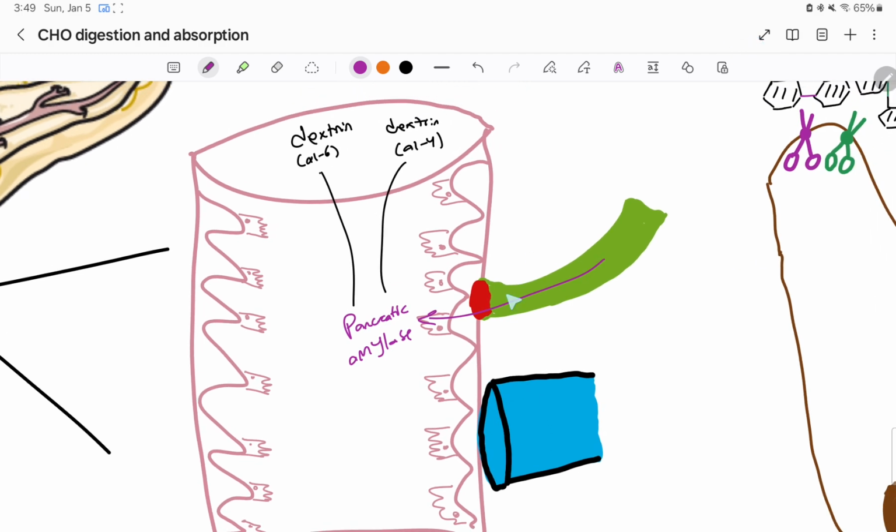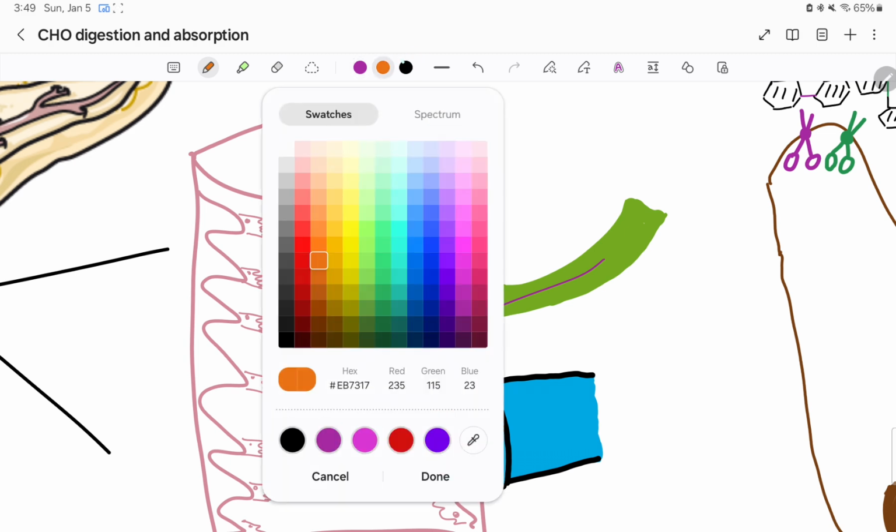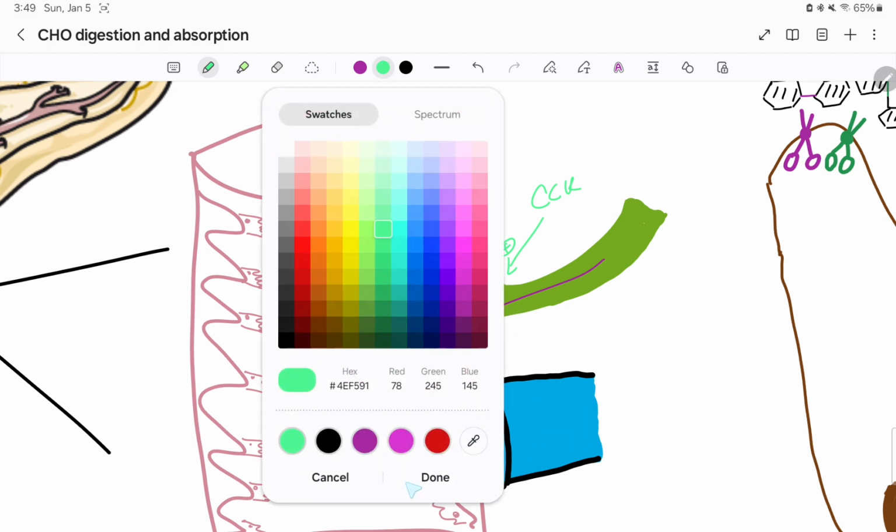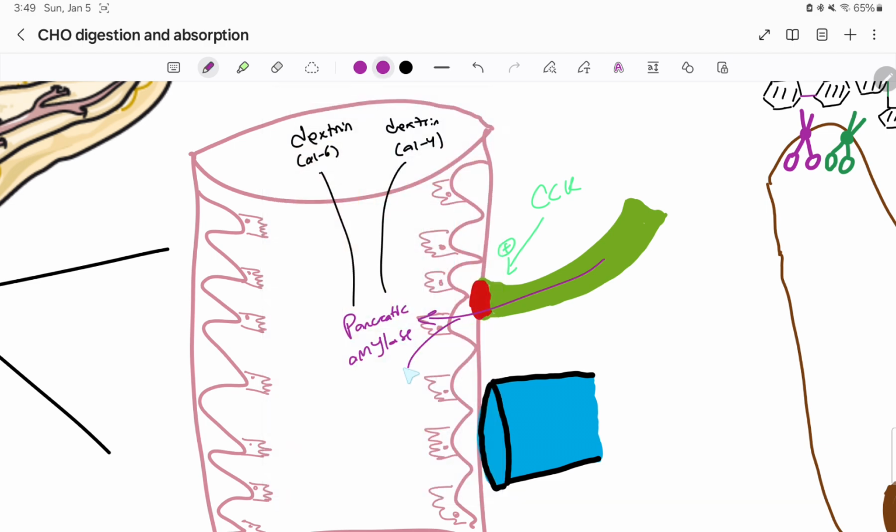And if you guys remember, there was a specific sphincter here. We called it the sphincter of Oddi, or the hepatopancreatic sphincter, and a specific hormone that we talked about called cholecystokinin was coming here and stimulating the relaxation of that sphincter, opening it up and allowing pancreatic amylase to come in alongside other stuff like bicarbonate.